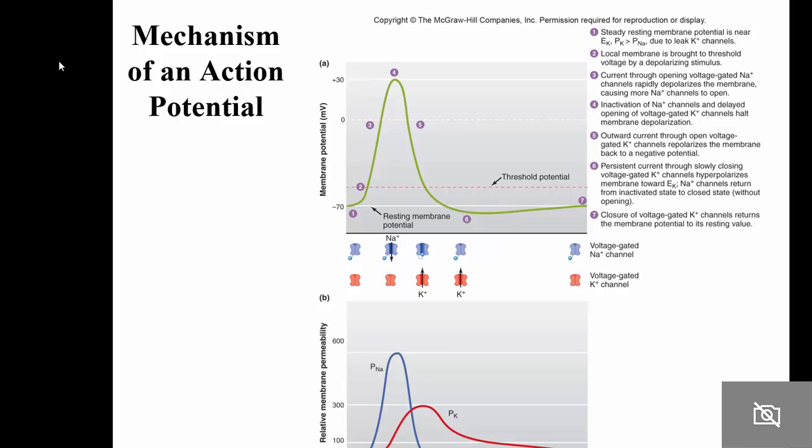Although when we get to the heart, I'm actually going to show you an example where you have multiple channels open at the same time and they're going in different directions. But there's a utility to that. But in a neuron and in skeletal muscle, generally they're not open at the same time, and if they are, it's for a split second.